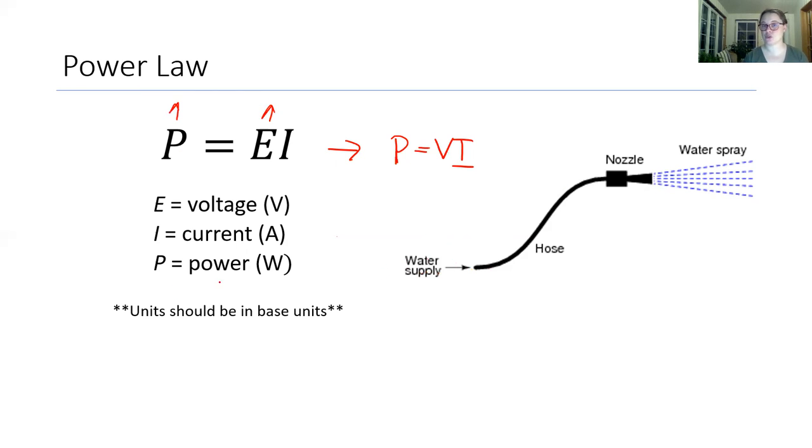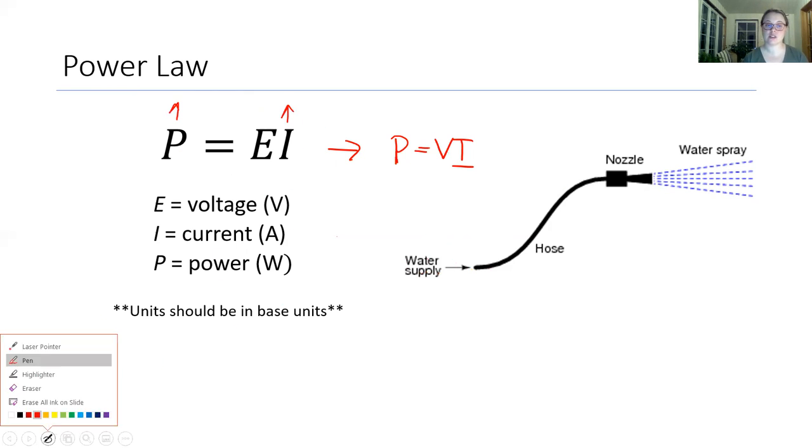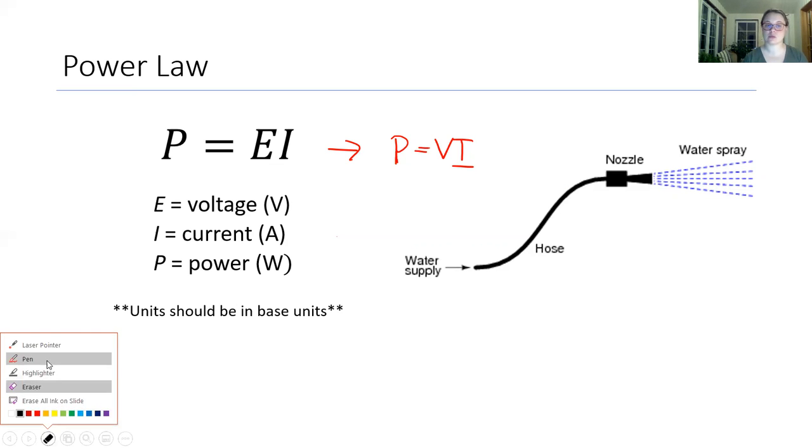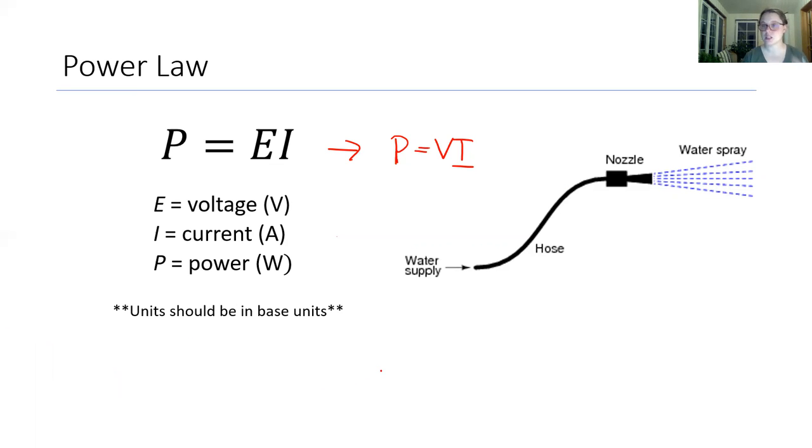So we increase voltage, or more power will cause an increase in current. Either one of those will occur. Now, when we look at voltage and current, they're going to be inversely proportional because they're multiplied together.